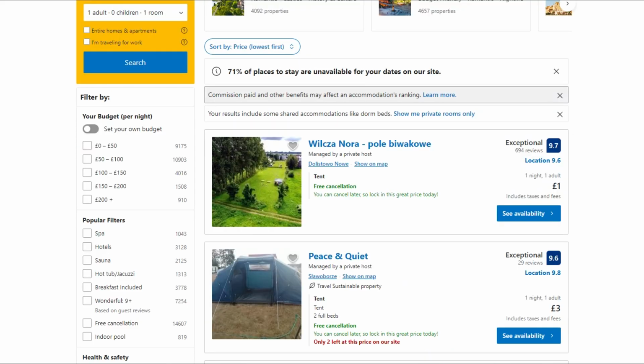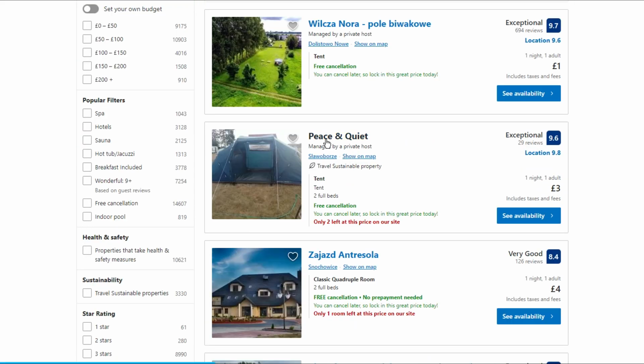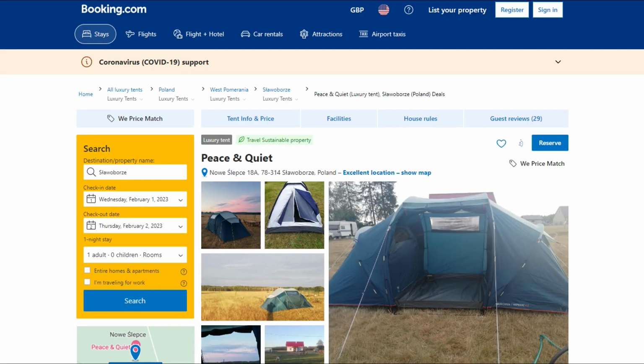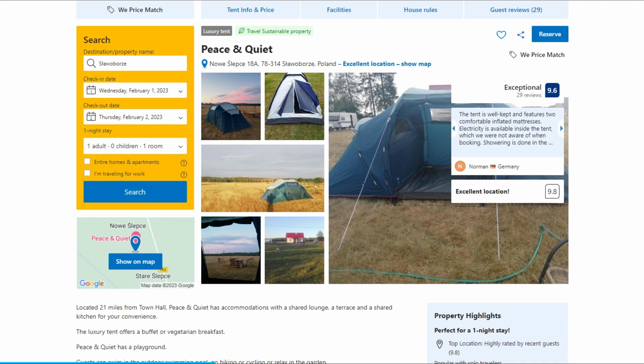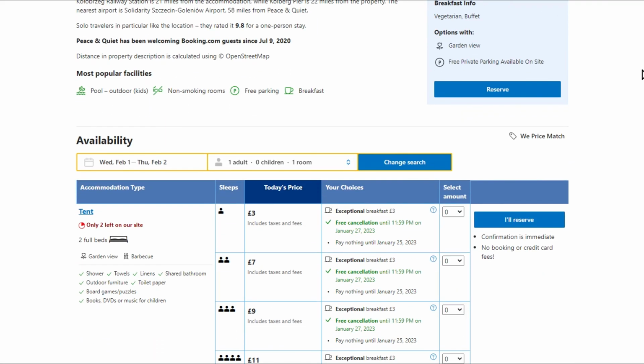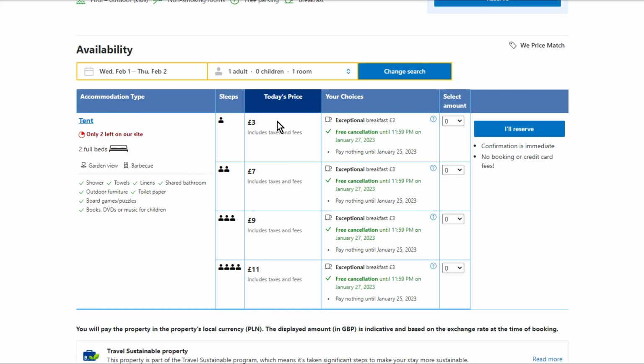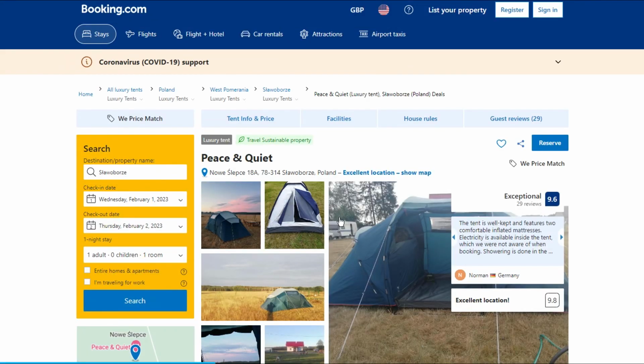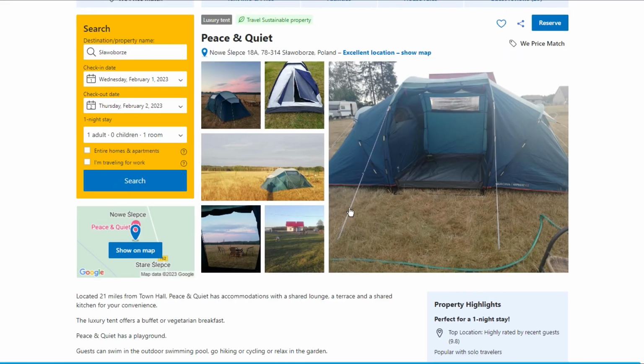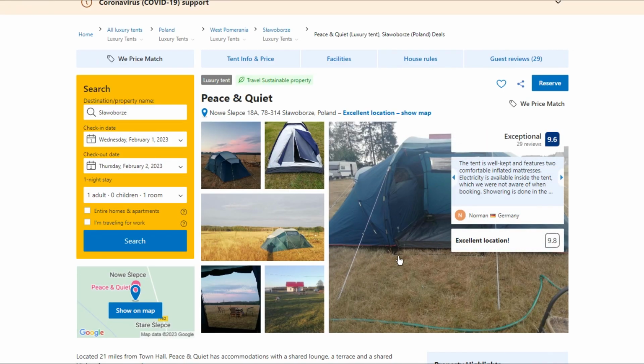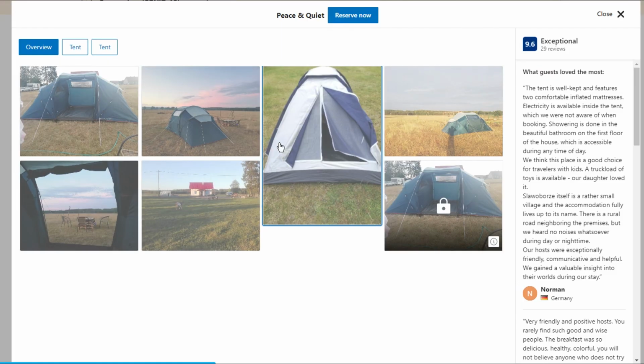Okay, that one's a bit suspect. Next one, Peace and Quiet. £3 for a tent. It's got a good rating, 9.6. I'm not sure if tents count for my list of cheapest hotel really. I don't think I'm going to count this, but let's have a look anyway. A tent is £3. How do you stay warm? Do they provide heating? Because Poland will get very cold, especially when I've got it set to February. That's going to be ever so cold.